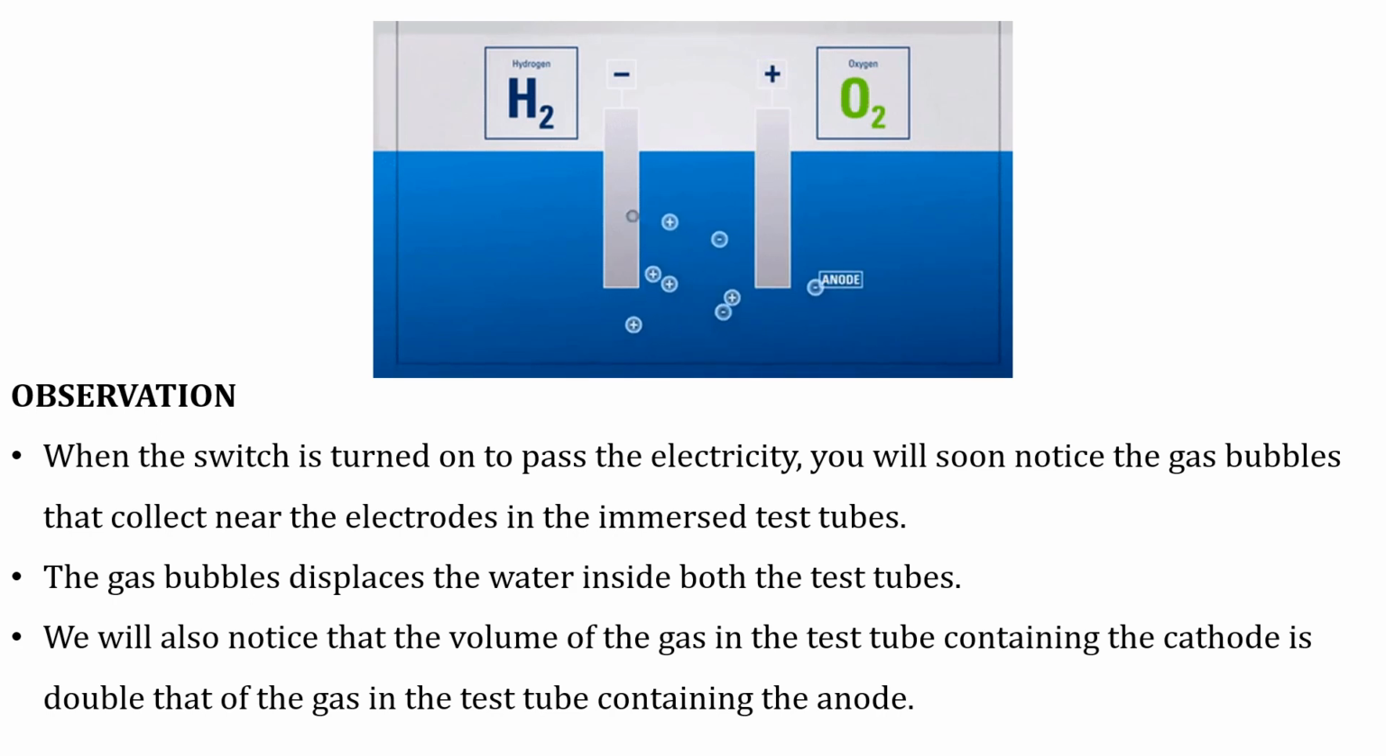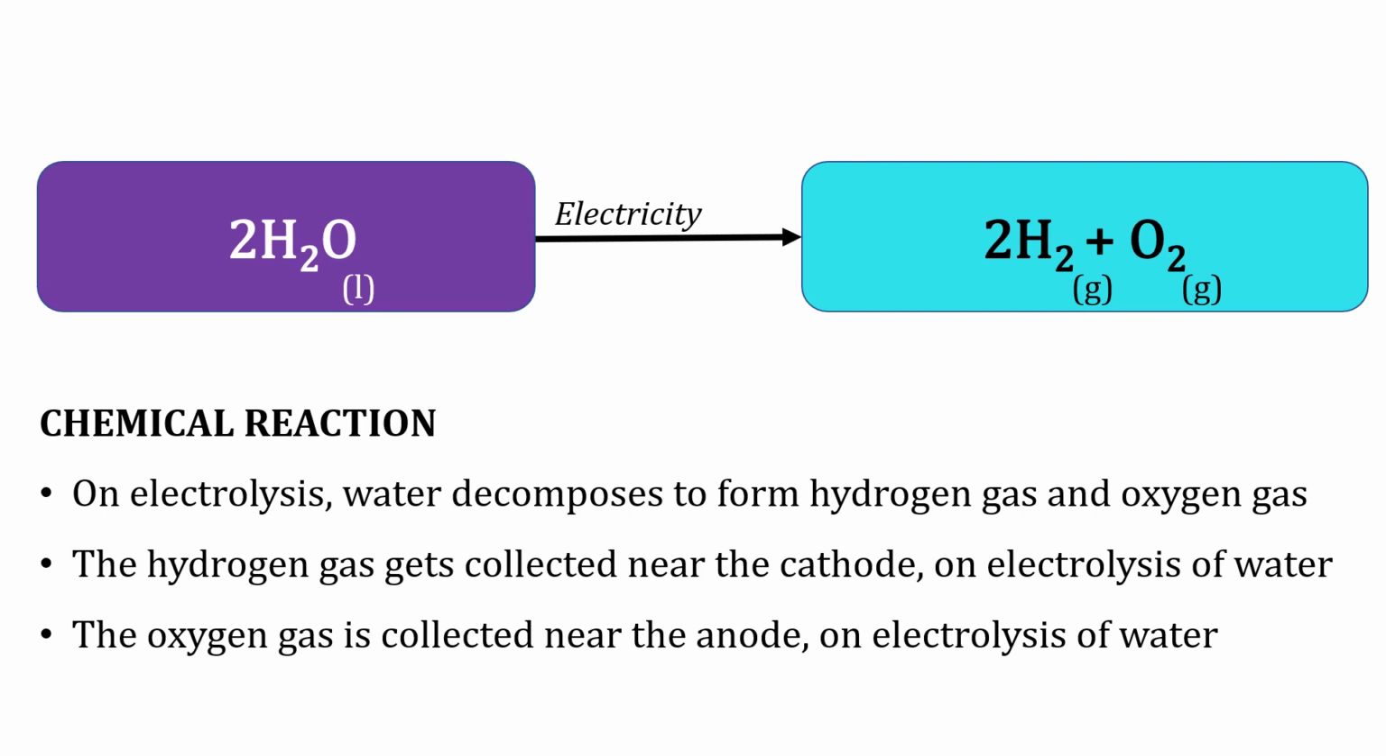Observation. When the switch is turned on to pass the electricity, you will soon notice the gas bubbles that collect near the electrodes in the immersed test tubes. The gas bubbles displace the water inside both the test tubes. We will also notice that the volume of the gas in the test tube containing the cathode is double that of the gas in the test tube containing the anode. On electrolysis, water decomposes to form hydrogen gas and oxygen gas. The hydrogen gas gets collected near the cathode. The oxygen gas is collected near the anode on electrolysis of water.